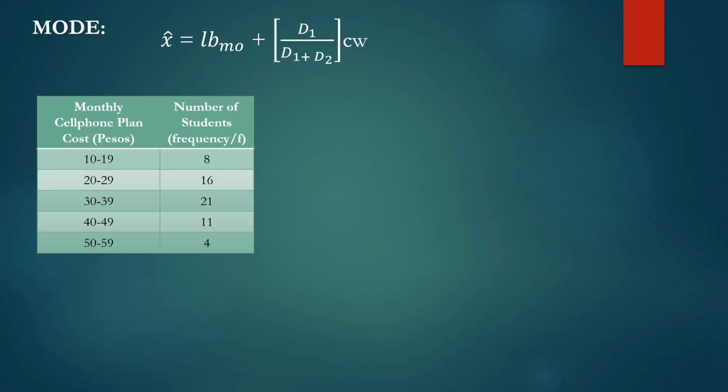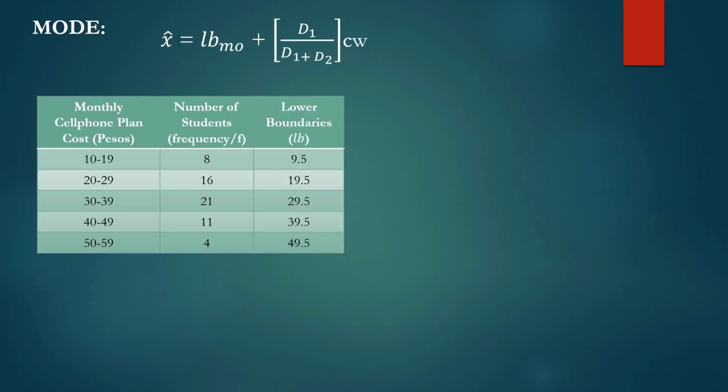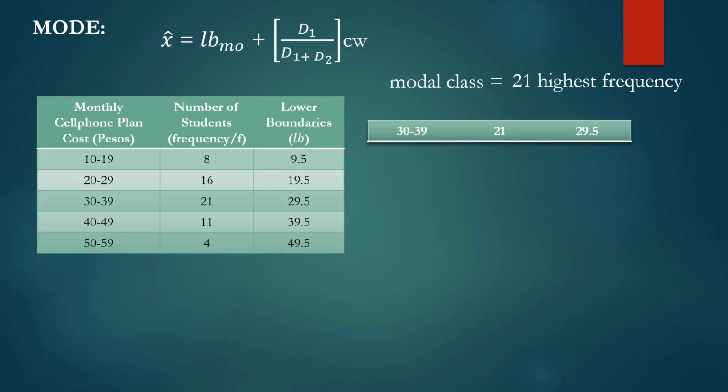Let's move on with the mode. This is the formula. We only need the given and the lower boundaries. We first need to identify the modal class. To identify the modal class, let's look at the frequency. Get the highest number of students and that is 21. Therefore, that column where 21 is our modal class. Now we can see our lower boundary and that is 29.5.